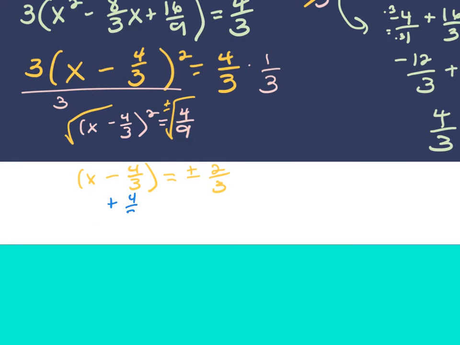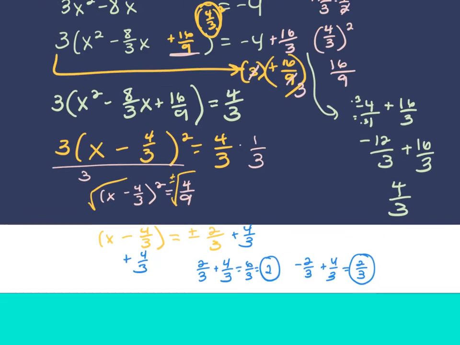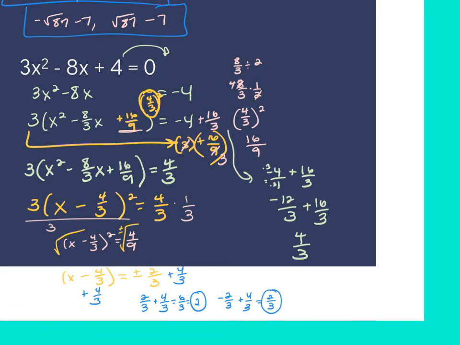Add that 4/3, and I have two equations here. I have positive 2/3 plus 4/3, and I have negative 2/3 plus 4/3. So 6/3 is 2. And 2/3 stays 2/3. So the solutions for this one are 2/3 and 2.